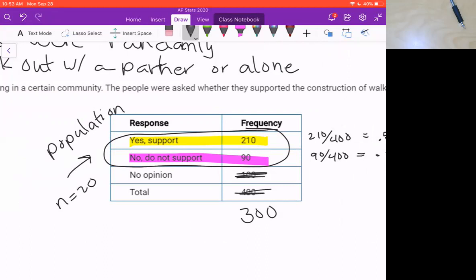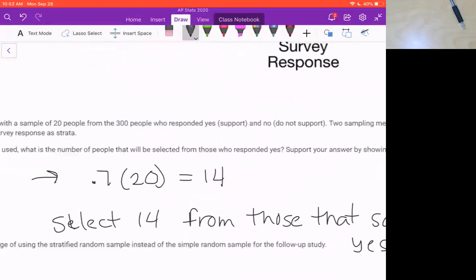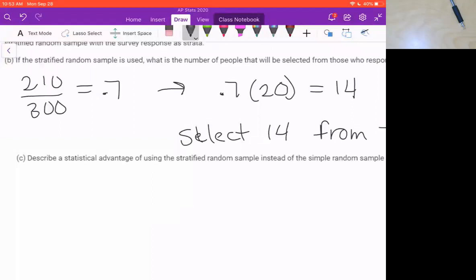Probably unlikely that you'd get all 20 from the no group because the no group is so much smaller, but it could happen that you get all yeses, or just a very large proportion of yeses, way more than the 70% that we should have. So that's really the advantage of stratifying. If you stratify, you can set up proportions and make your sample follow the same proportion as the population.